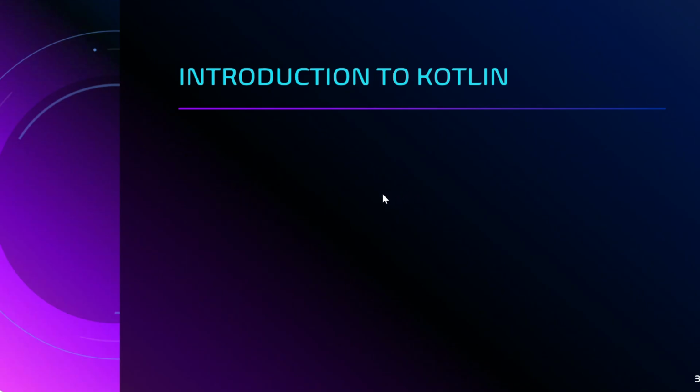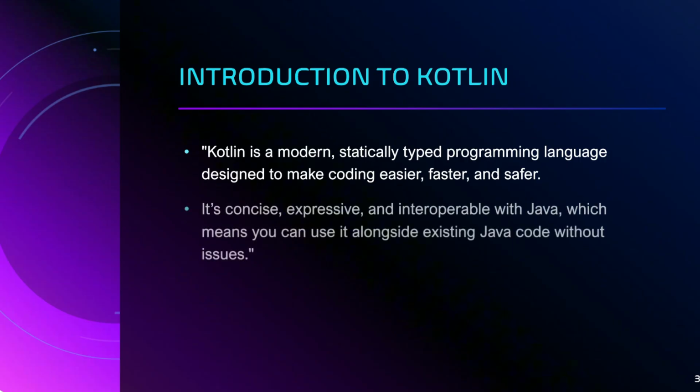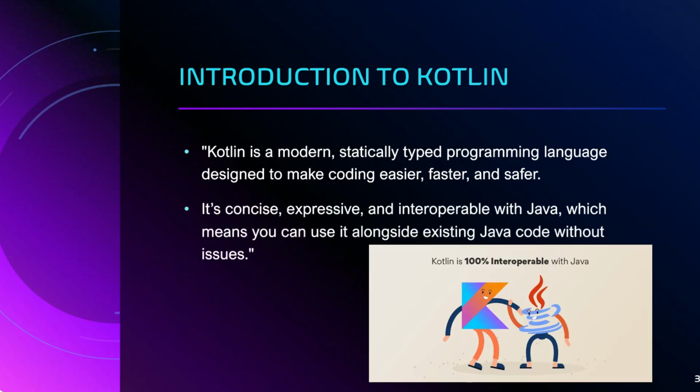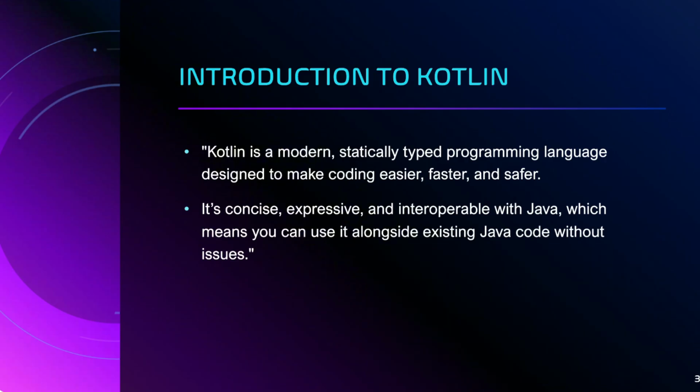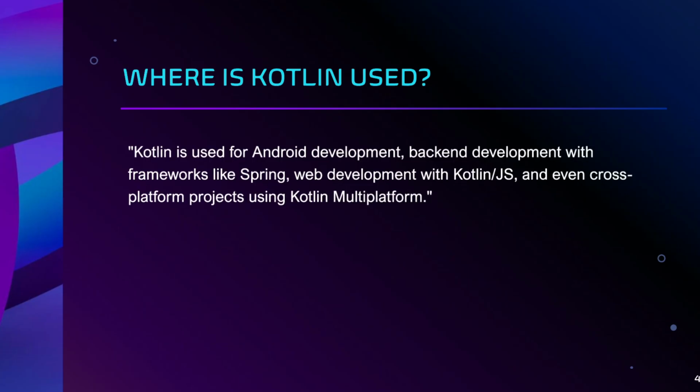Before diving into code, let's understand why Kotlin is so important. Kotlin is a modern, statically typed programming language that makes coding easier, faster, and safer. It's concise, expressive, and fully interoperable with Java, which means you can use it together with existing Java code without any issues. Kotlin is widely used in Android development, back-end development with frameworks like Spring, web development with Kotlin/JS, and even cross-platform development with Kotlin Multiplatform.